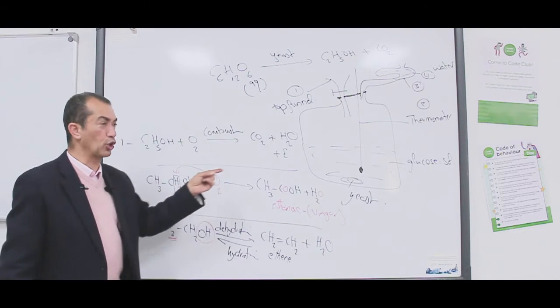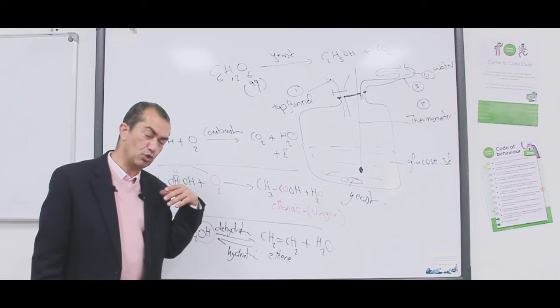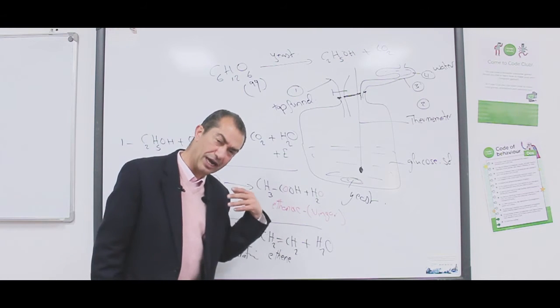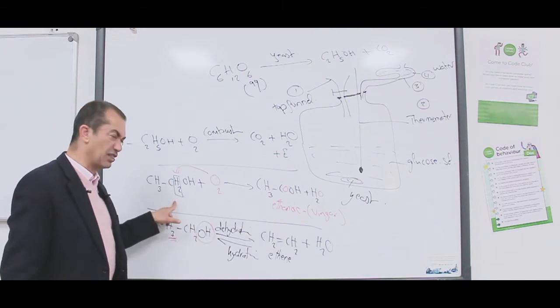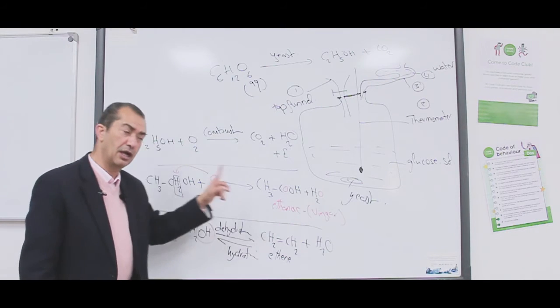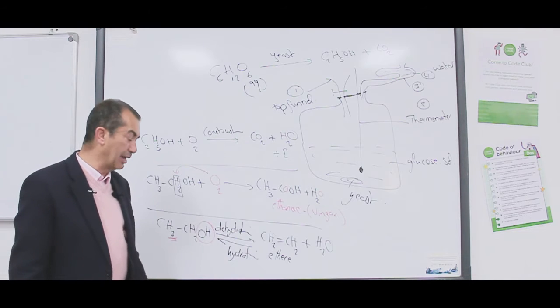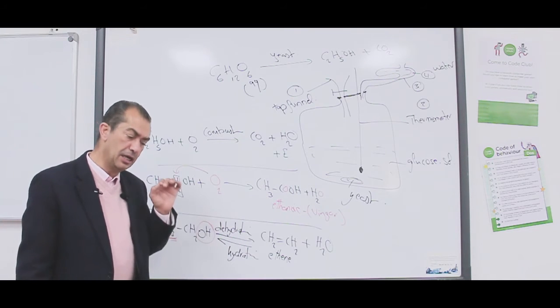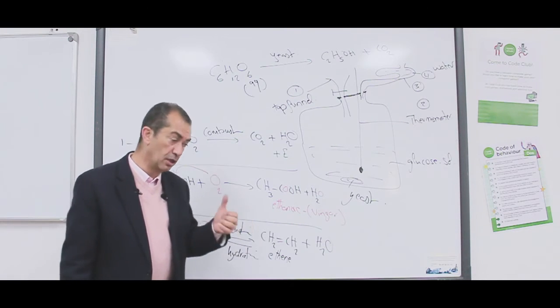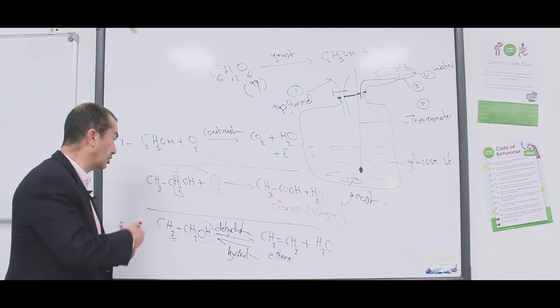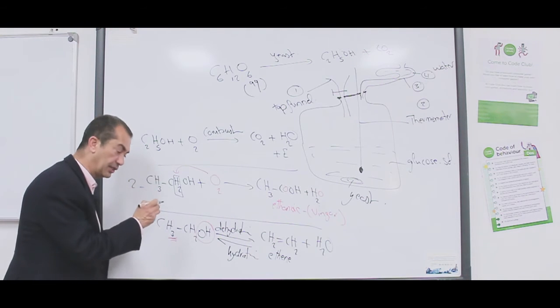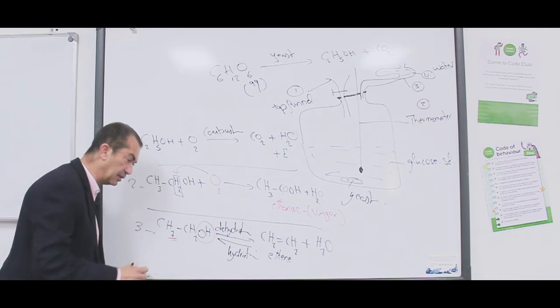But if the alcohol is oxidized, it is converted into an acid, an organic acid. If this was methanol, it is methanoic acid. If this was propanol, it's propanoic acid, and so on. So alcohols have three important reactions. The first is combustion, the second is oxidation, the third is dehydration.